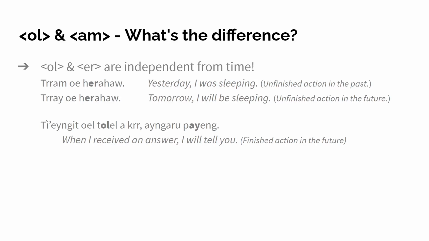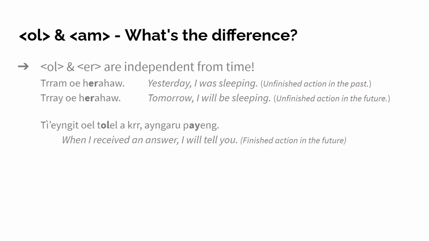What is important to understand is that ol and r, so the aspect, finished and unfinished action, are actually independent from time. The tense infix we had before, so also am, set the action on a timeline. So basically they say if it's in the past, is it now, or is it in the future. But the aspect infixes, so ol and r, actually don't do that. All they say is if something is finished or not.